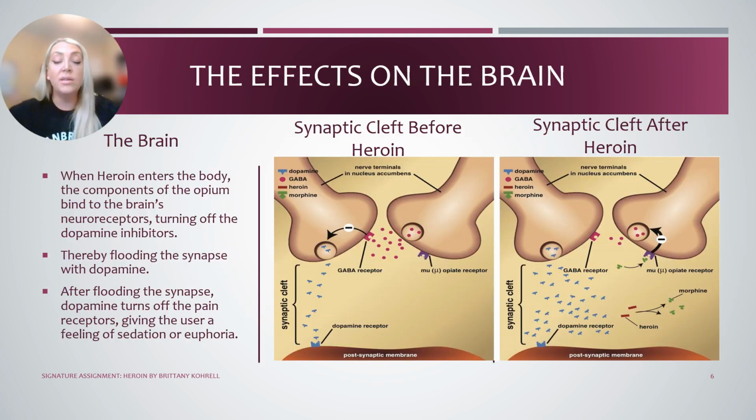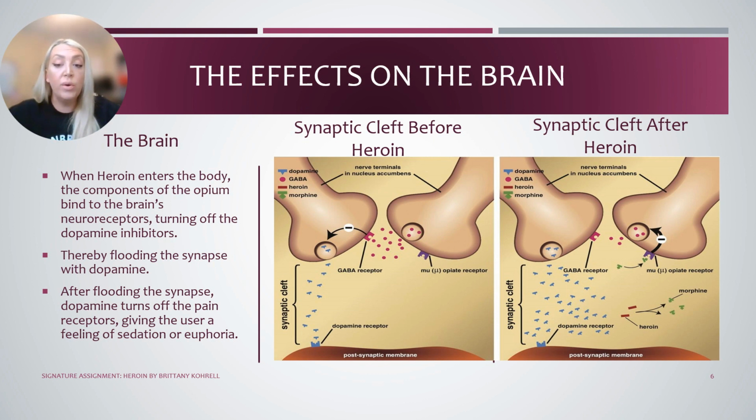We see the effects on the brain of heroin. So the synaptic cleft on the left is before heroin, and we see the dopamine receptors down here. We see the opioid receptors, GABA receptors, and then on the right, we see the synaptic cleft after heroin. So when heroin enters the body, the components of the opium bind to the brain's neuroreceptors, turning off dopamine inhibitors.